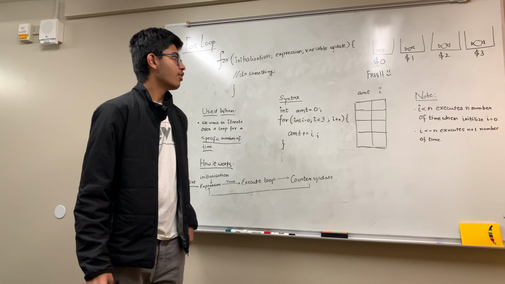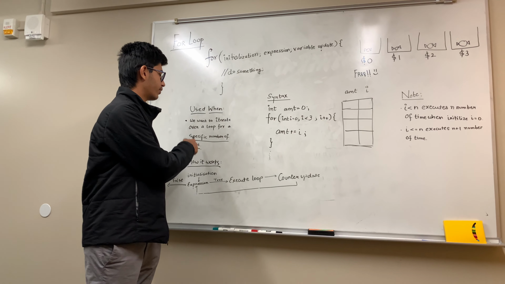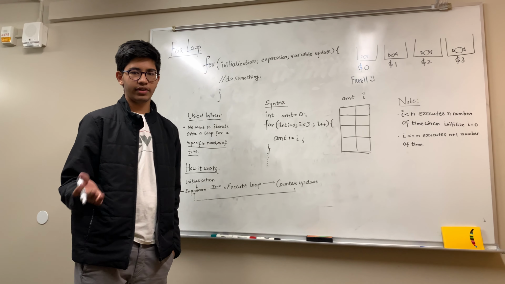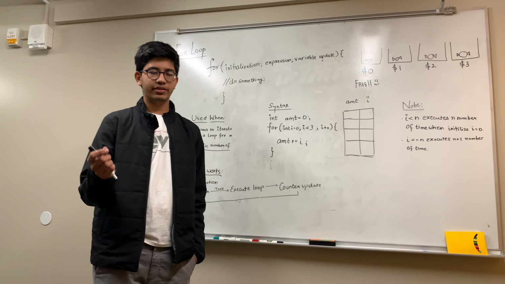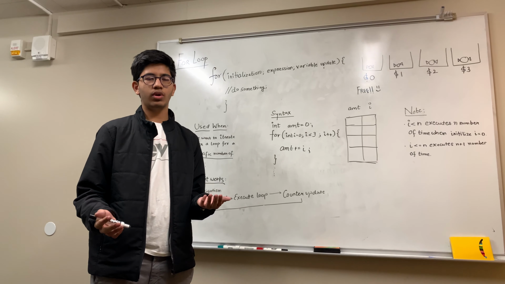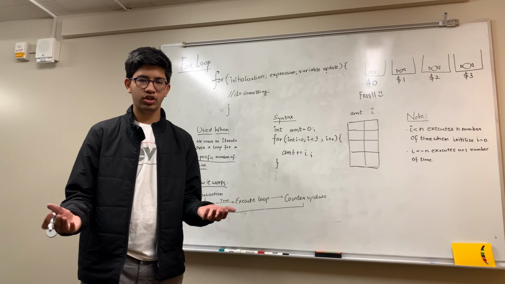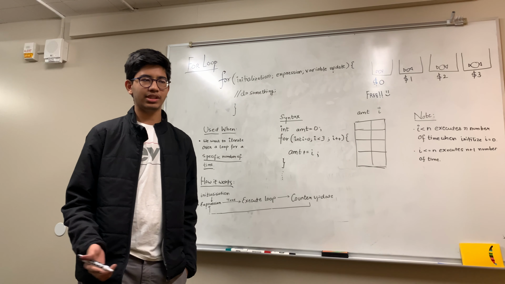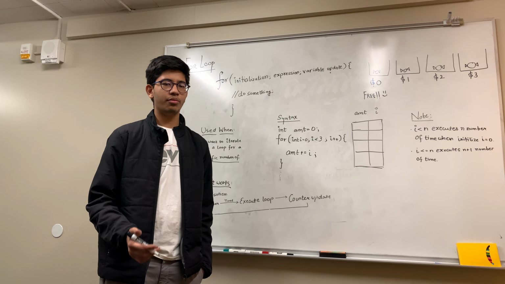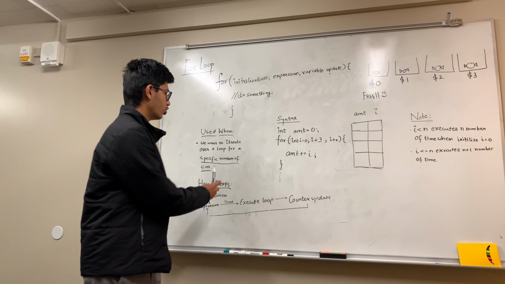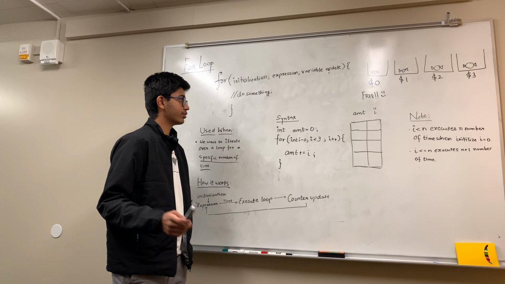for loops. For loops are basically iterations over a loop for a specific number of times. The keyword being a specific number of times. This is what separates the for loop from the while loop. A while loop can execute as many times as you want, but you don't exactly know how many times it executes. But for a for loop, you exactly know how many times it executes.